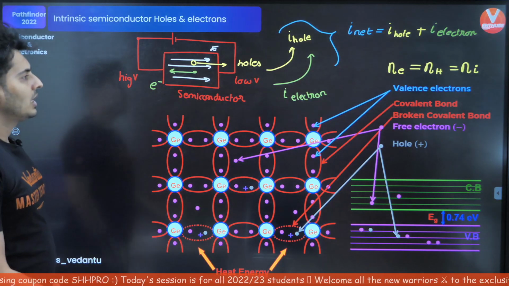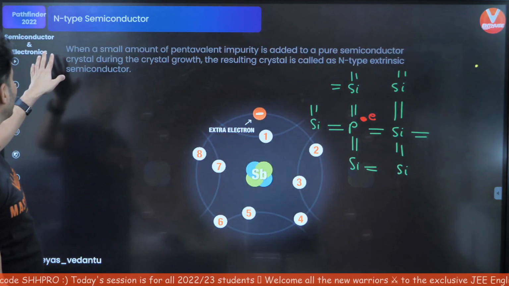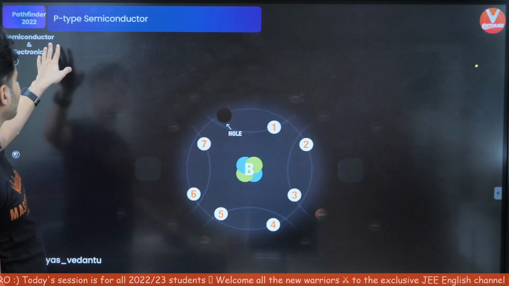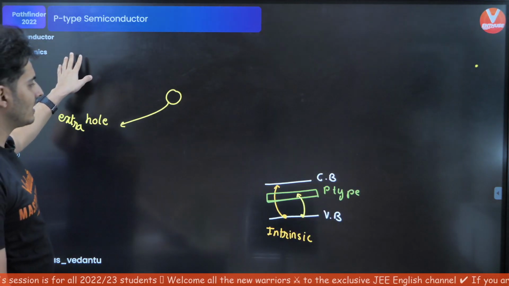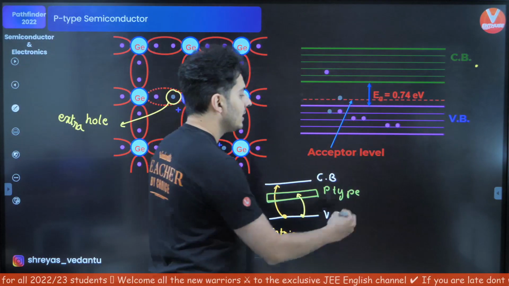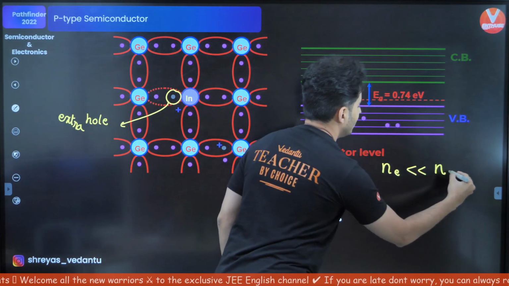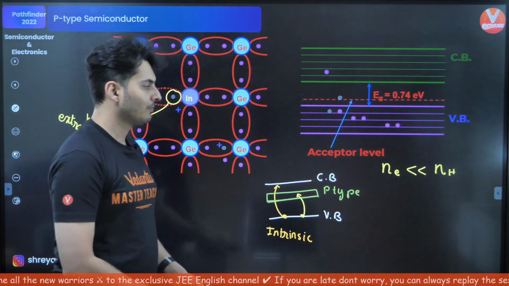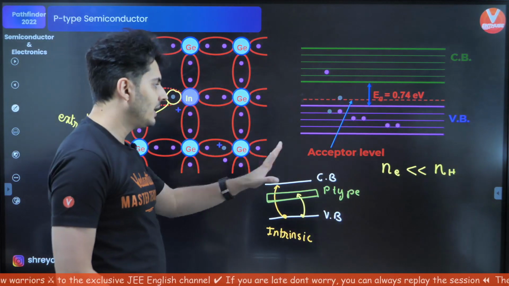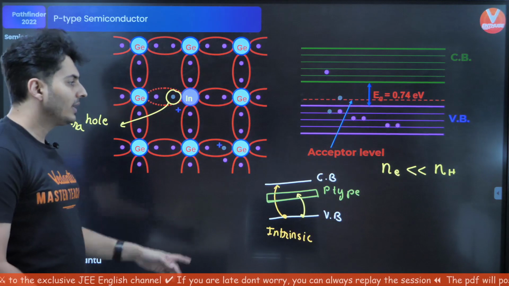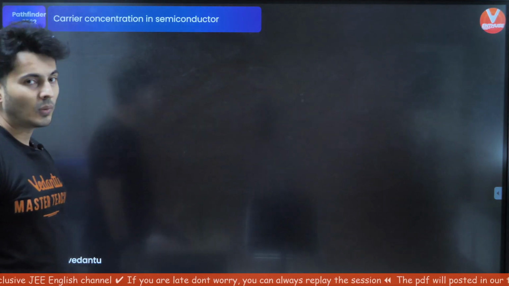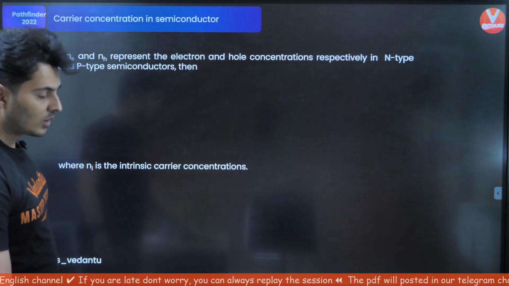Okay, fair enough. Now, similarly, in P type of semiconductor, what you will see is that the electron concentration is less than the hole concentration. Keep all these things in mind, very, very crucial. Now, there is a relationship between all these quantities. So, what is the relationship?